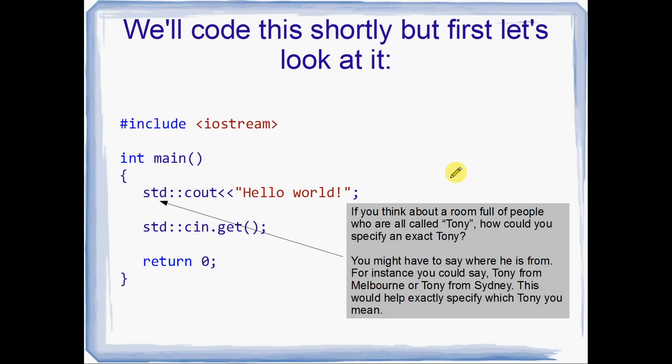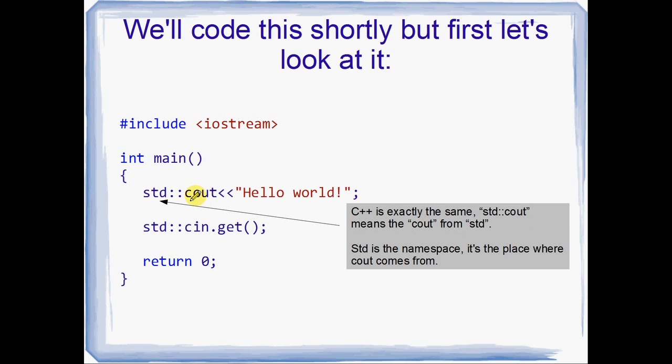And you can think about a namespace as similar to, or this is sort of how I picture it anyway, if there's a room full of people and all of the people are called Tony, and you want to specify an exact Tony, it doesn't have to be Tony, it can be anything, but you might have to say where he's from. So you could say, well, the Tony from Melbourne, or the Tony from Sydney. And this would help you specify exactly which Tony you mean. And the city just here, the Sydney or Melbourne, is the namespace. So what we're saying here is the cout from std. Good stuff.